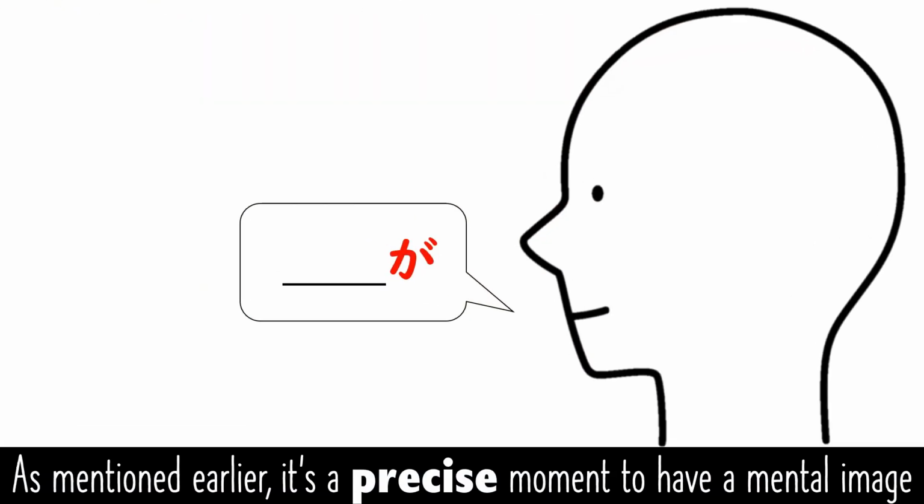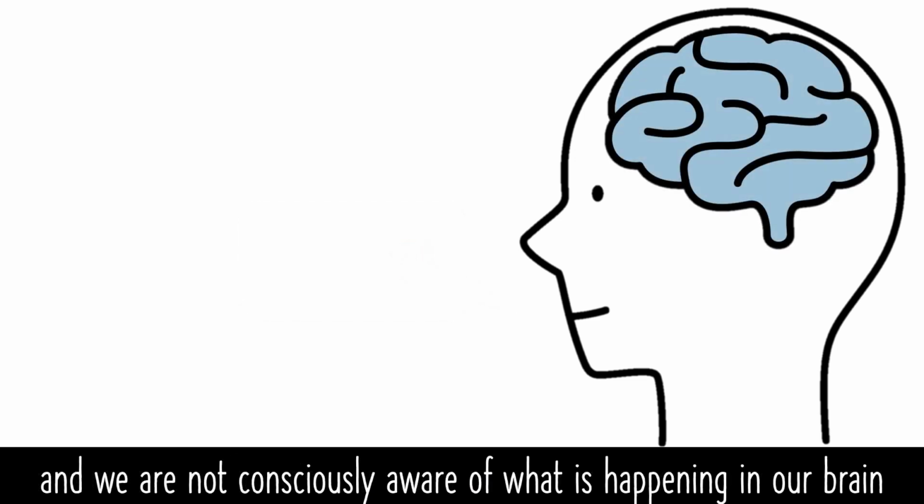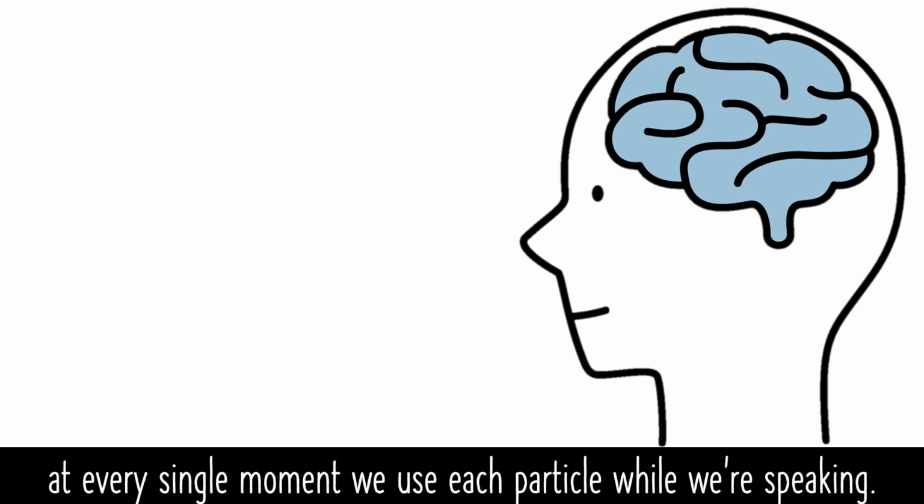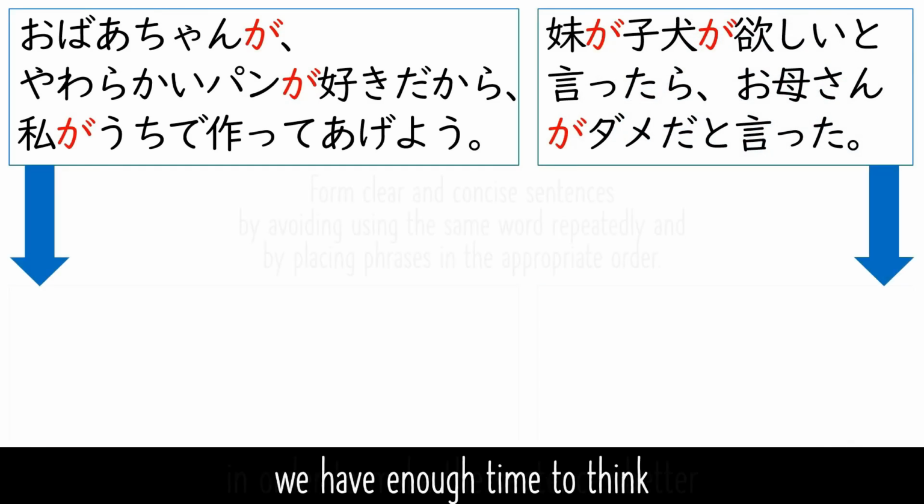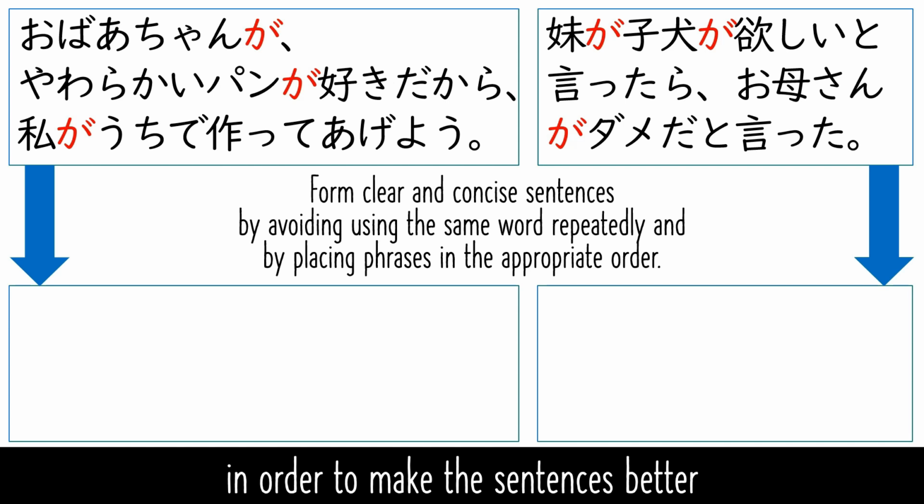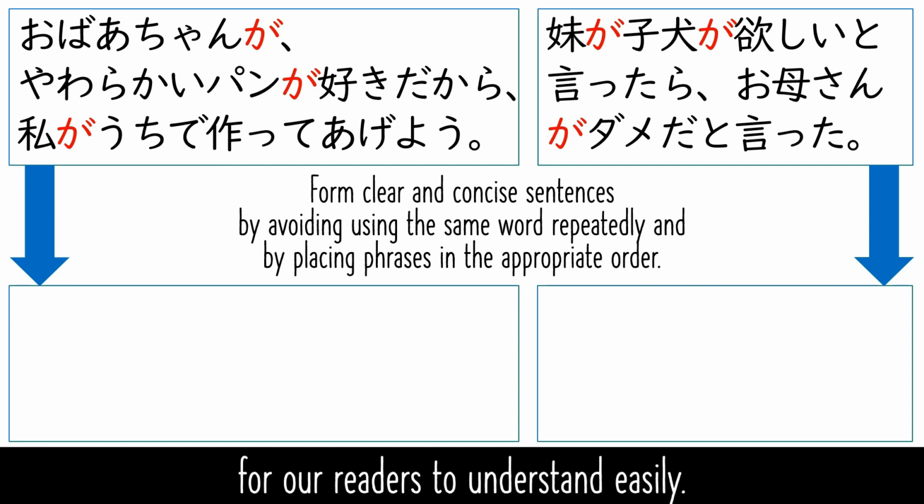As mentioned earlier, it's a precise moment to have a mental image, and we are not consciously aware of what is happening in our brain. At every single moment, we use each particle while we're speaking. However, when we construct sentences for writing, we have enough time to think, in order to make the sentences better, for our readers to understand easily.